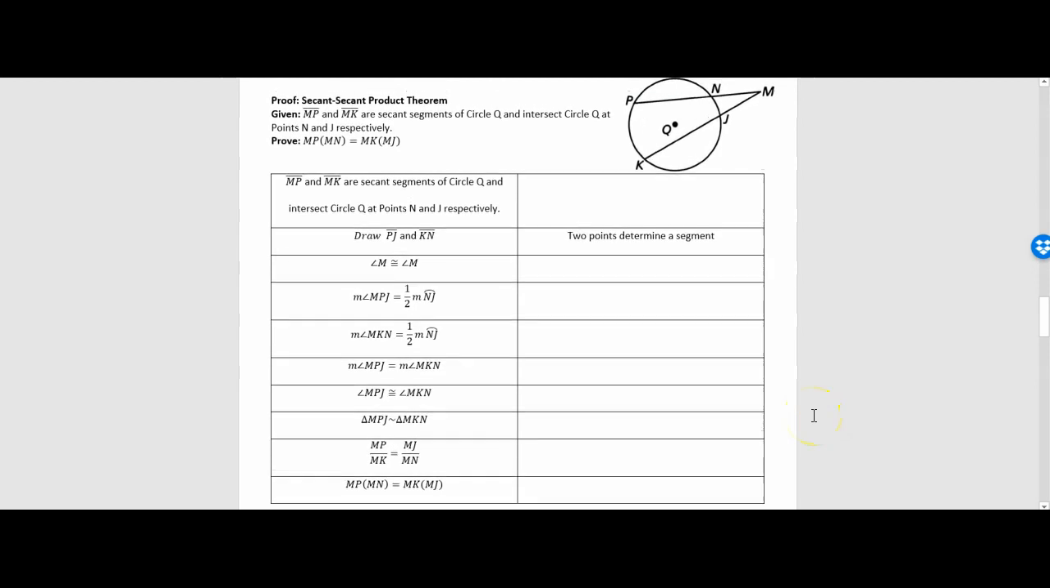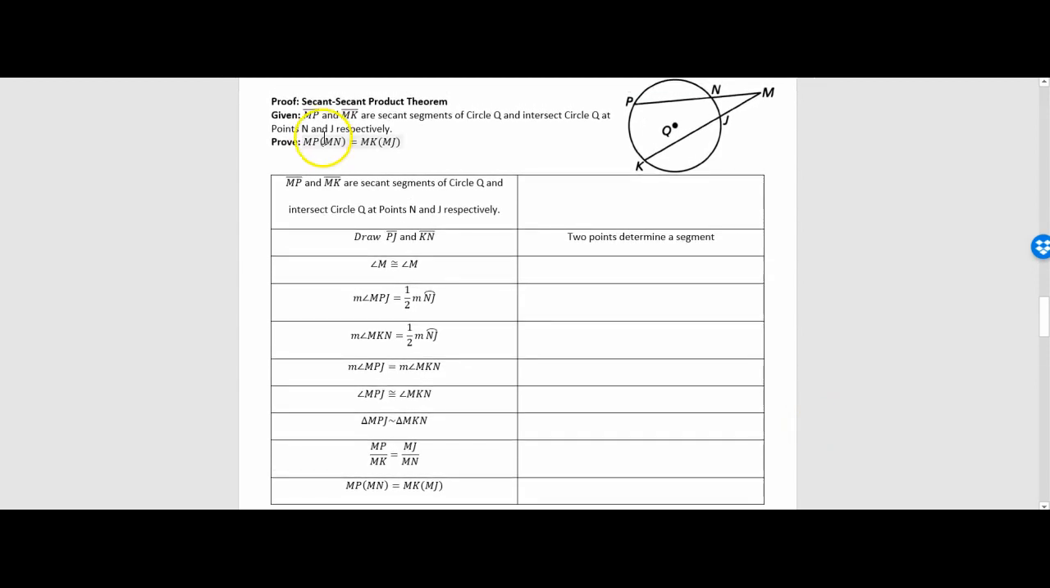There we go. Okay. So like always, pause the video, read through the statements, take a look at the diagram while you're reading through to try to make those connections, and then fill in as many reasons as you can. Okay, so it says segment MP and MK are secant segments of circle Q and intersect circle Q at points N and J respectively. That's given.